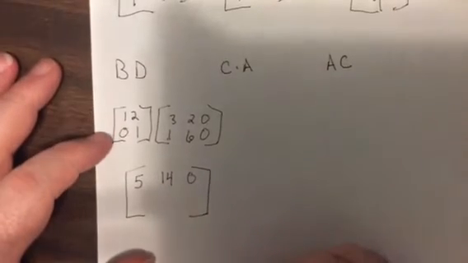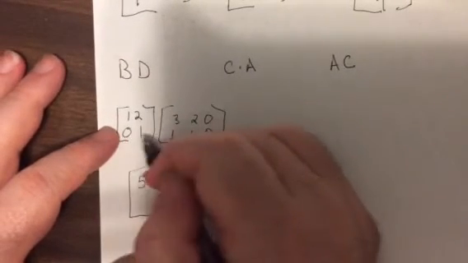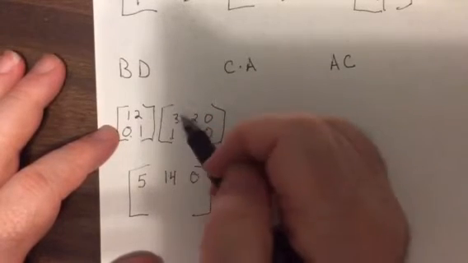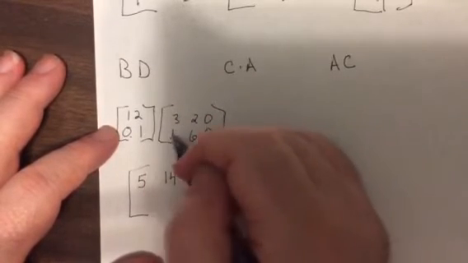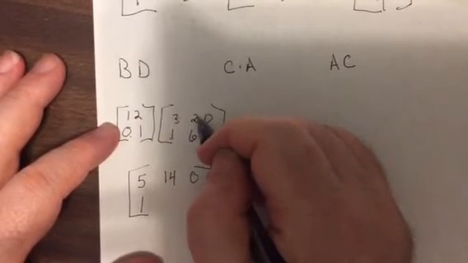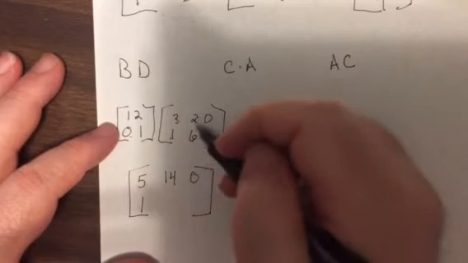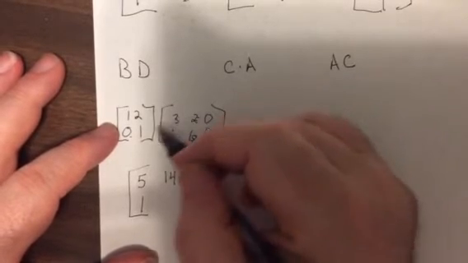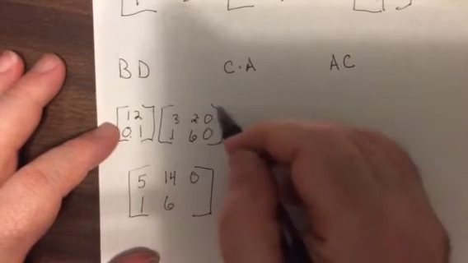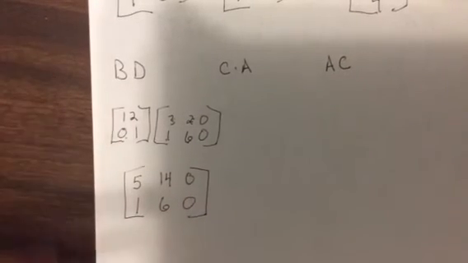That's easy. Now, row 2, column 1. So, 0 times 3 is 0. 1 times 1 is 1. So that'd be 1. 0 and 2 is 6. 0 times 2 is 0. 1 times 6 is 6. 0 plus 6 is 6. And then 0, 0 is 0.